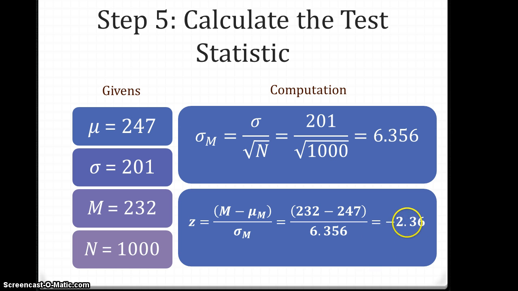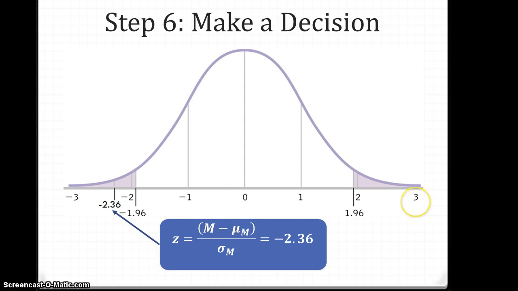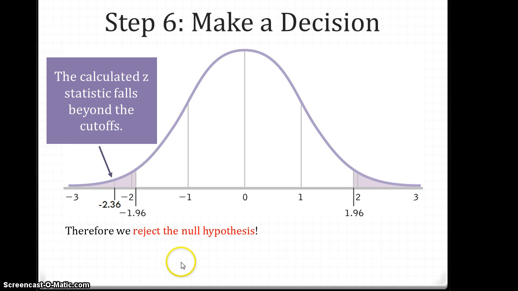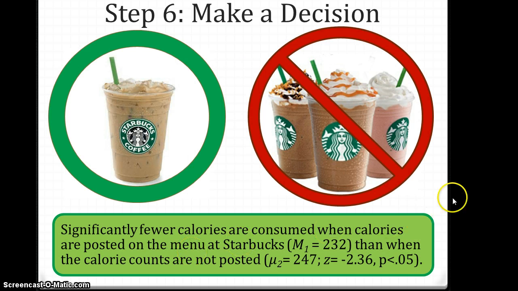Okay. So what do we do with this? Well, that brings us to step 6. Here we get to make our decision. So what I did was I pulled out where we drew our cutoffs from step 4, and I put in our negative 2.36 here. And you can see that it falls within that shaded region, so we can make a decision about this. That calculated Z falls beyond the cutoffs, and so therefore we reject the null hypothesis. So that means that there is a statistically significant difference between before and after the calorie counts are listed on the menu. So this is what we can say.